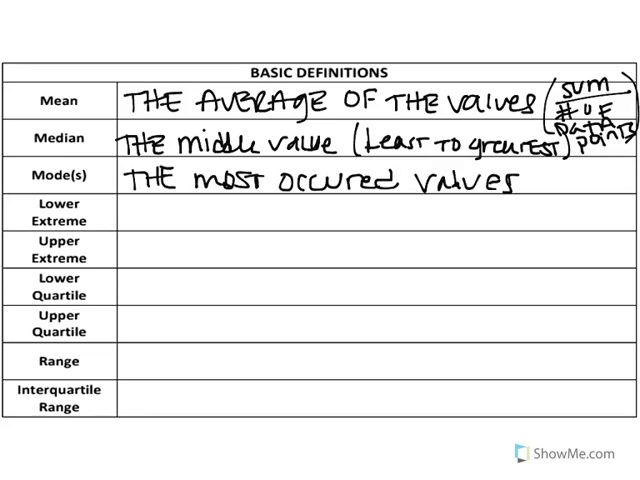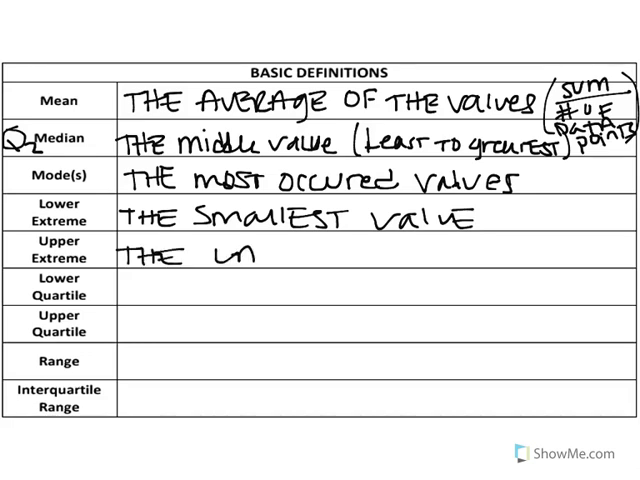Okay, and then now this is the part where we're going to be learning for our box and whisker plot. The reason why we did the mean, median, and mode was because we actually are going to be using the median a lot, and the median is also called Q2. So that's another name for that we'll be using. Okay, so for our lower extreme, this is going to be the smallest value of our data set. And then the upper extreme is going to be the largest value.